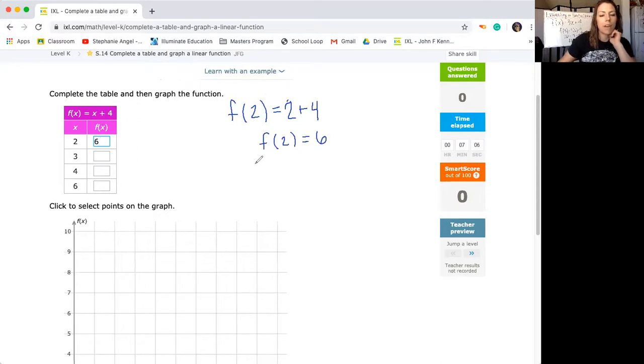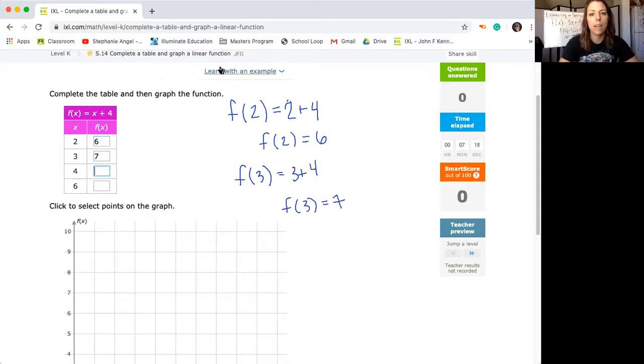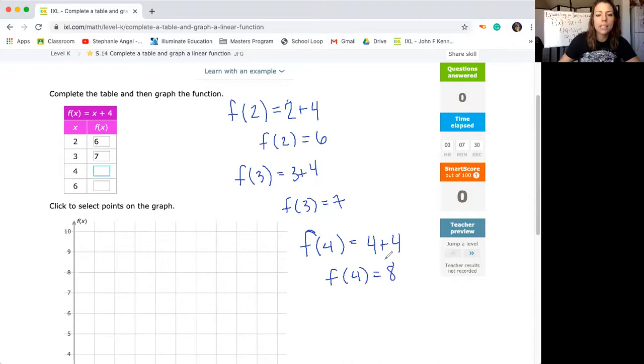Now, second value is 3. So f of 3 is 3 plus 4. 3 plus 4 is 7. So f of 3 is 7. Again, come over here, type in 7. 2 more. F of 4, oops. F of 4 is 4 plus 4. And 4 plus 4 is 8.